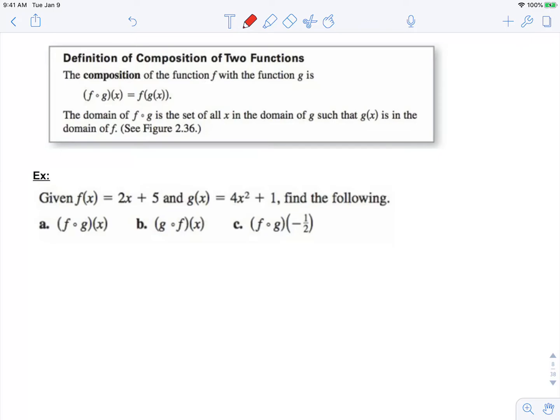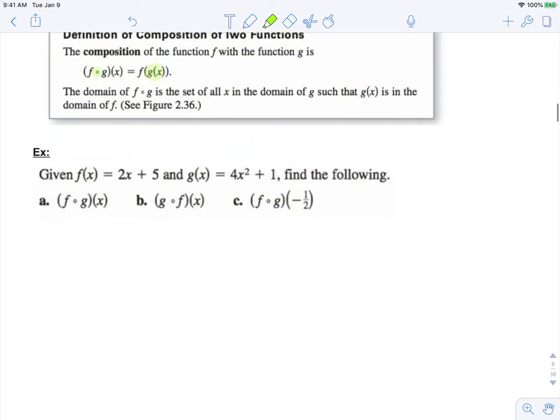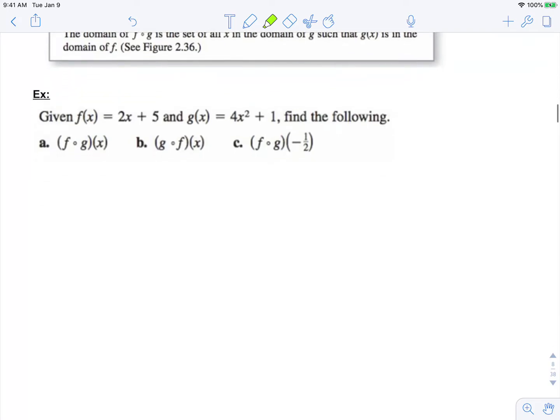A composition of a function f with g is f of g of x, which means we plug g of x into f of x. Let's try some examples below. Part A wants us to find f of g of x.